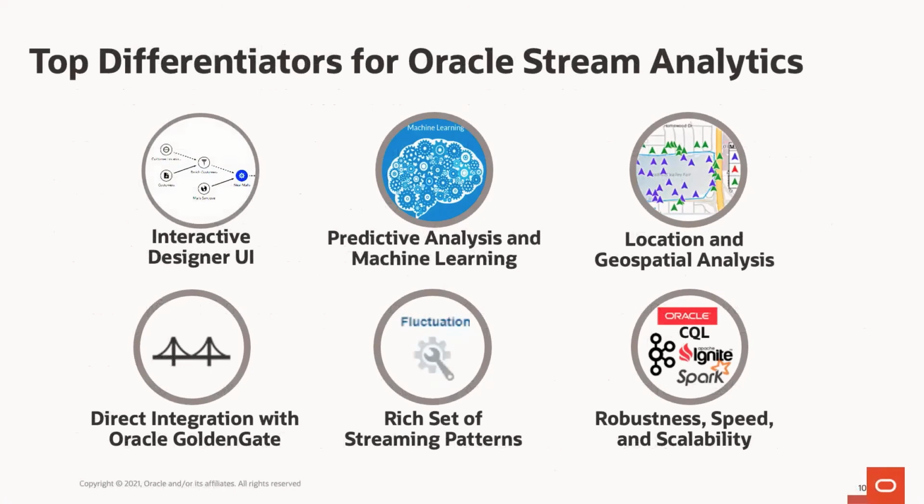So what are the core differentiators of this product? There are 6 core differentiators of the Stream Analytics product. First one is that it is a simple browser-based interactive UI for designing of pipelines by data analysts and business analysts. Second one is that it has direct integration with Oracle GoldenGate to provide CDC data from relational databases and NoSQL databases. Third is that it has a rich set of streaming patterns, which are protected by Oracle patents, over 70 patents to be almost precise.